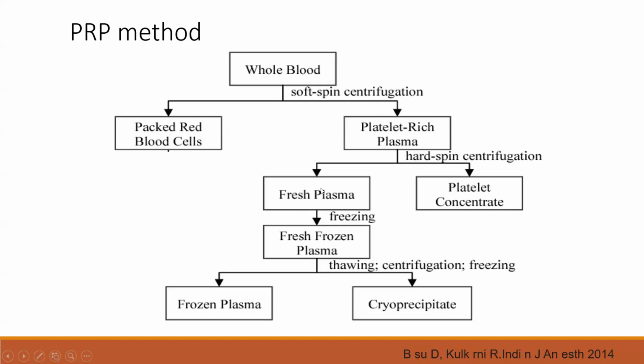When the obtained fresh plasma is rapidly frozen, we get fresh frozen plasma, and that fresh frozen plasma is again subjected to thawing, which means warming at 4 to 6 degrees Celsius. We get a mixture of white flocculant precipitate and plasma, and that mixture is subjected to centrifugation. The white flocculant precipitate and plasma get separated, and when the separated materials are frozen, we get frozen plasma and cryoprecipitate.